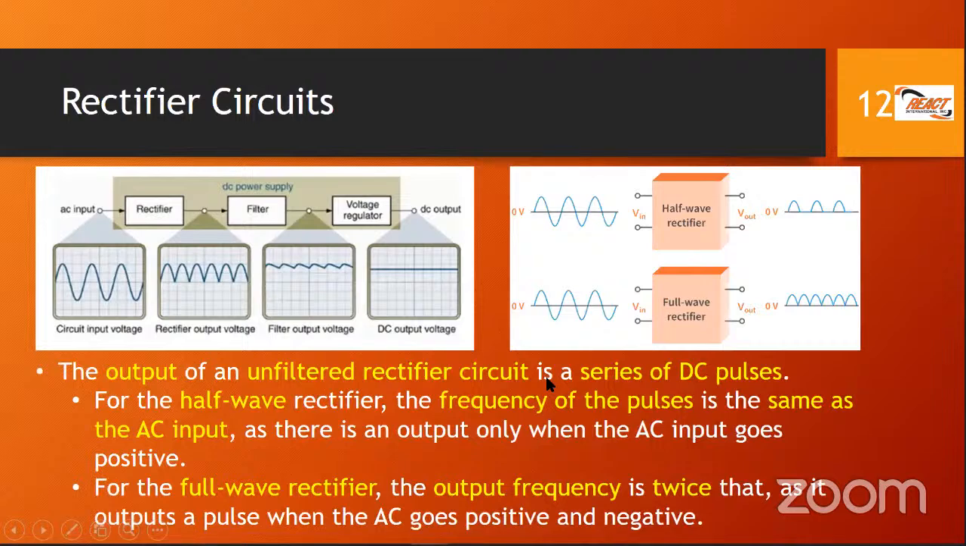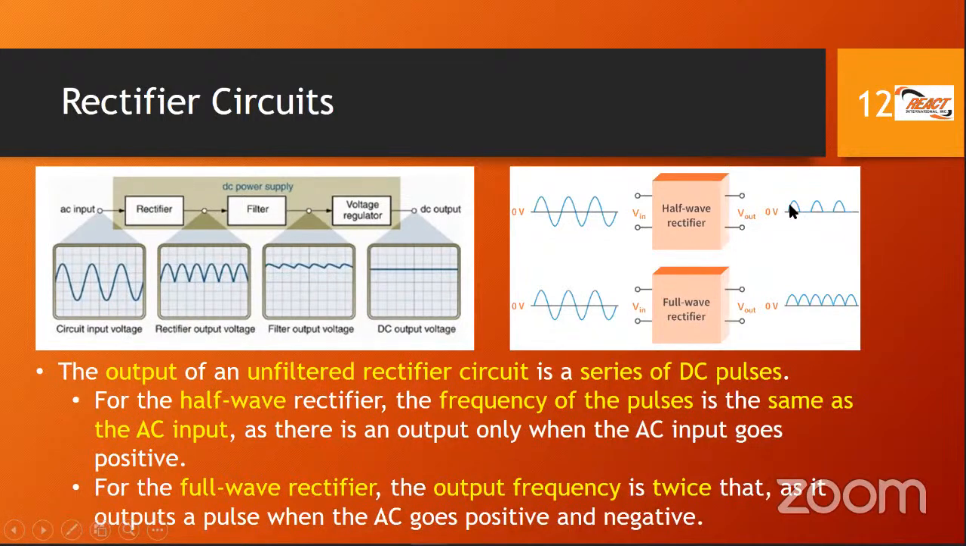All right, so a little more on rectifier circuits. Remember we said we take the input voltage, which is AC, and we use the rectifier to convert it into pulsing DC. The output of an unfiltered rectifier circuit is a series of DC pulses. Even after we pass through the rectifier, it is DC, yes, but it's pulsing DC. It's not steady. And there's a difference between half-wave rectification and full-wave rectification.